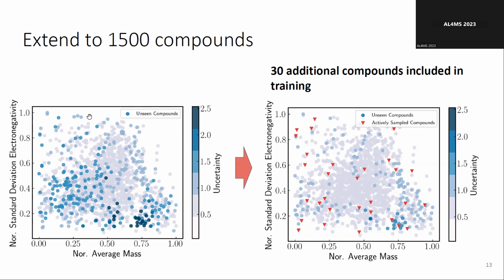I should mention that we added 30 compounds in total. Roughly half of them we actually had to screen, over 60 compounds, because half of them turned out to be dynamically unstable. So there is a very close link between dynamical instability and low lattice thermal conductivity. So that was quite interesting.